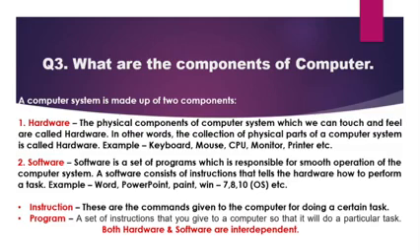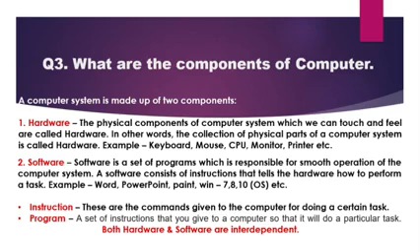Third question, what are the components of computer? A computer system is made up of two components. One is hardware, the physical component of computer system which can be touched and felt are called hardware. In other words, the collection of physical parts of a computer system is called hardware. Example, keyboard, mouse, CPU, monitor, printer, etc.